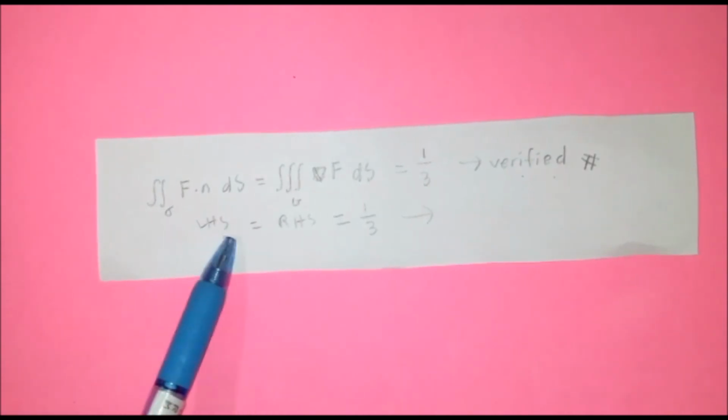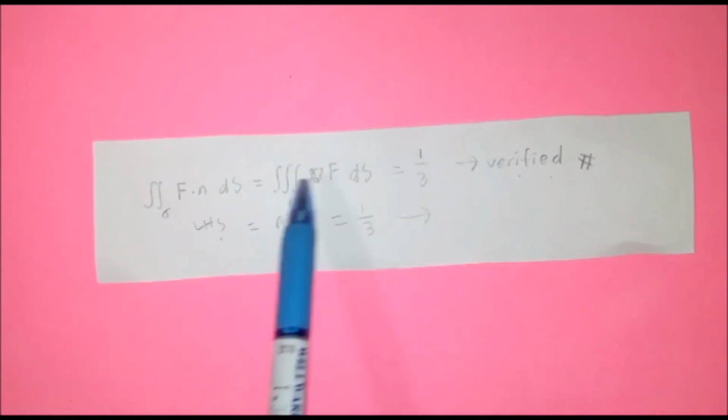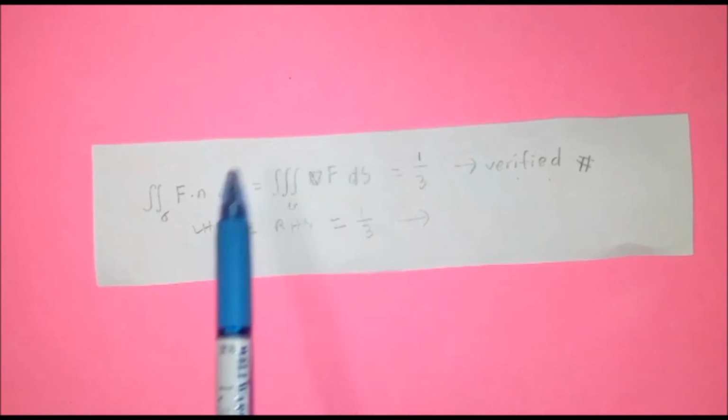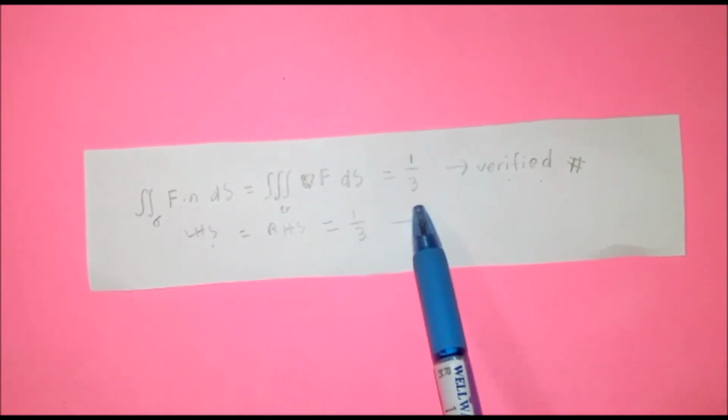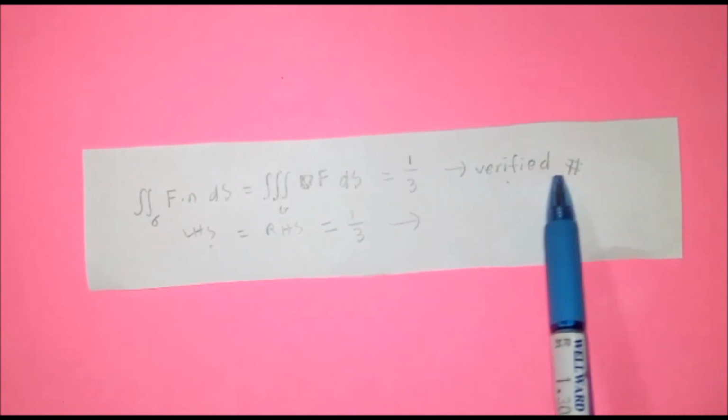After we calculate the value of F dot n dS and divergence F dV, we got both of these give the same value, which is 1/3. So this verifies the divergence theorem.